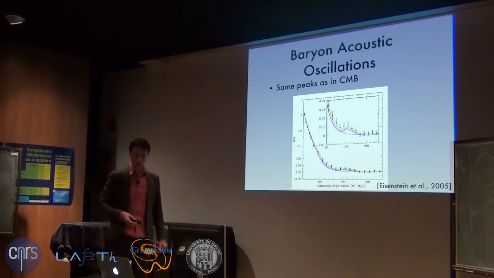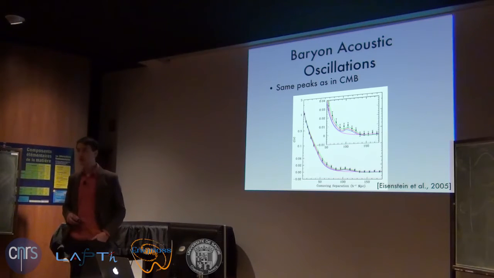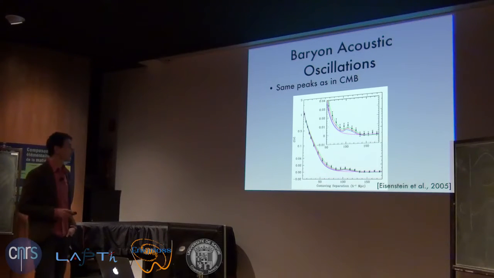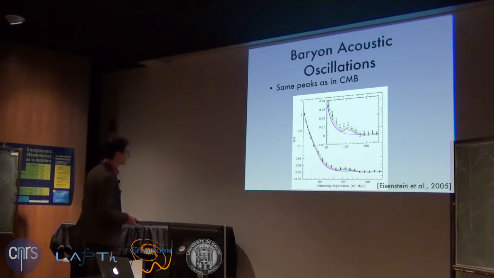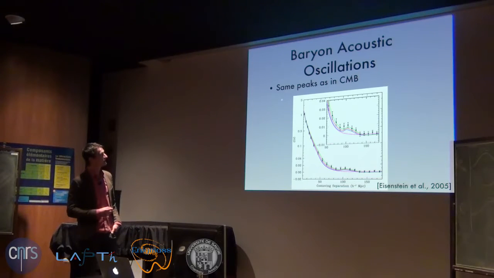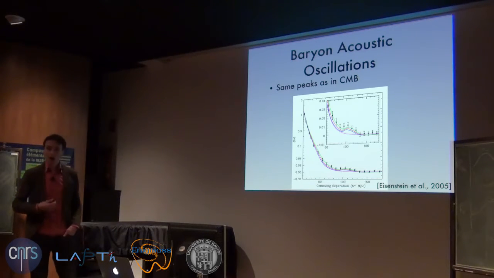Another observable that comes from large-scale structure formation, and that is subject to nonlinear effects, is the baryon acoustic oscillation. And I want to explain to you in a few words what these are. And these few words are actually these: the same peaks as in the CMB. The baryon acoustic oscillations are the oscillations that we see in the cosmic microwave background.